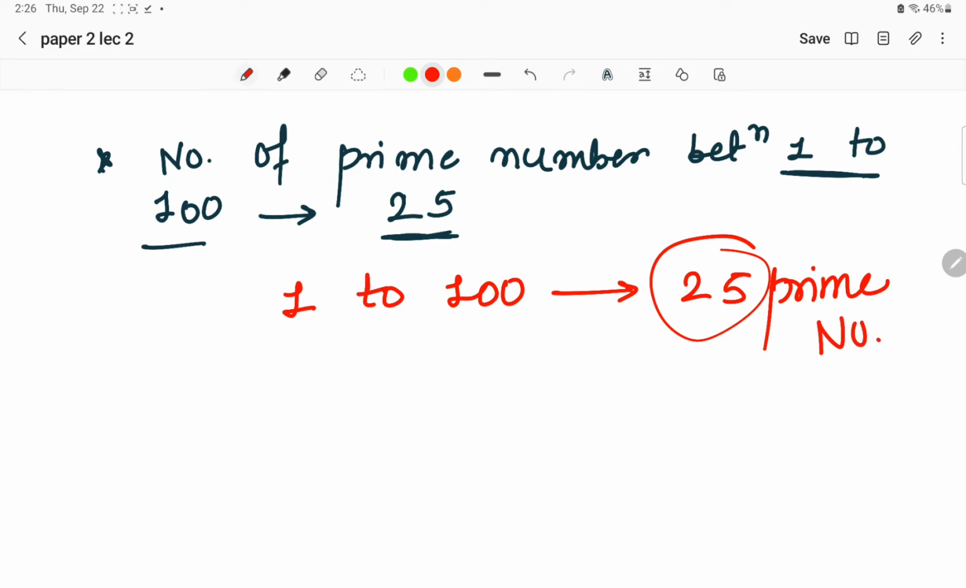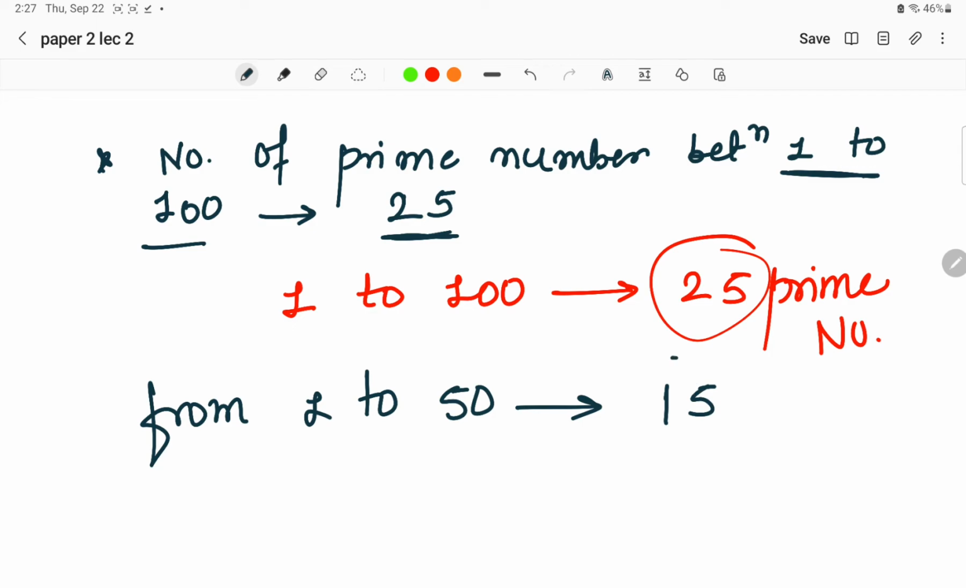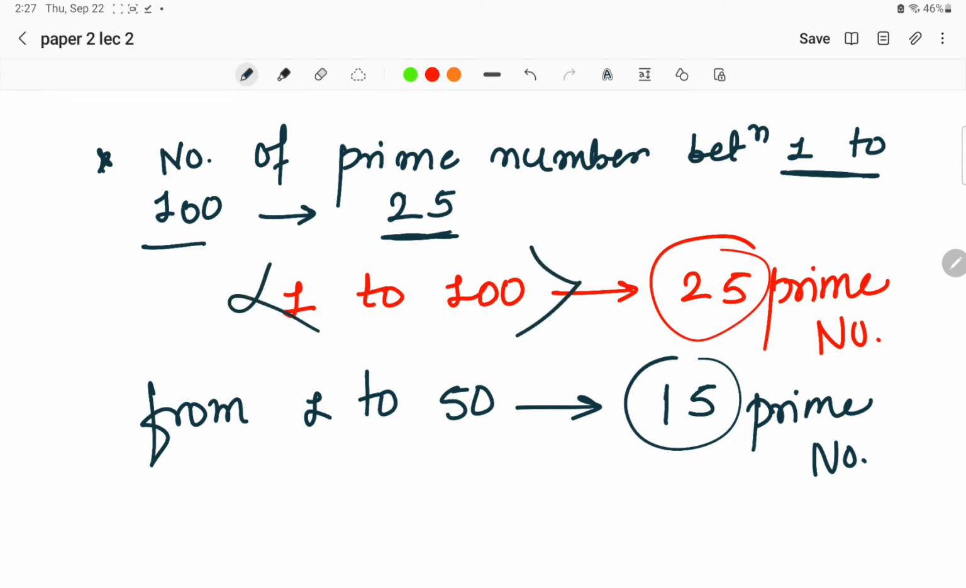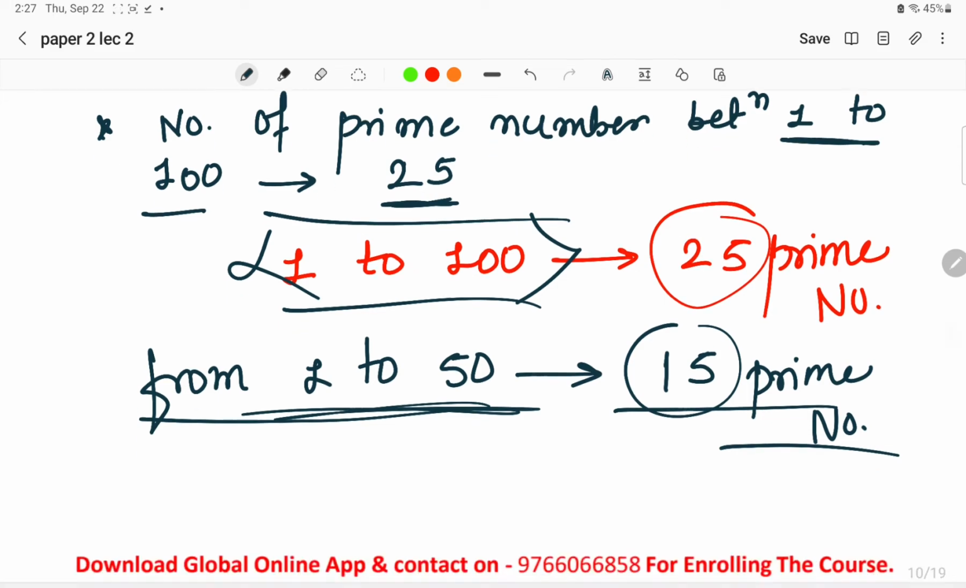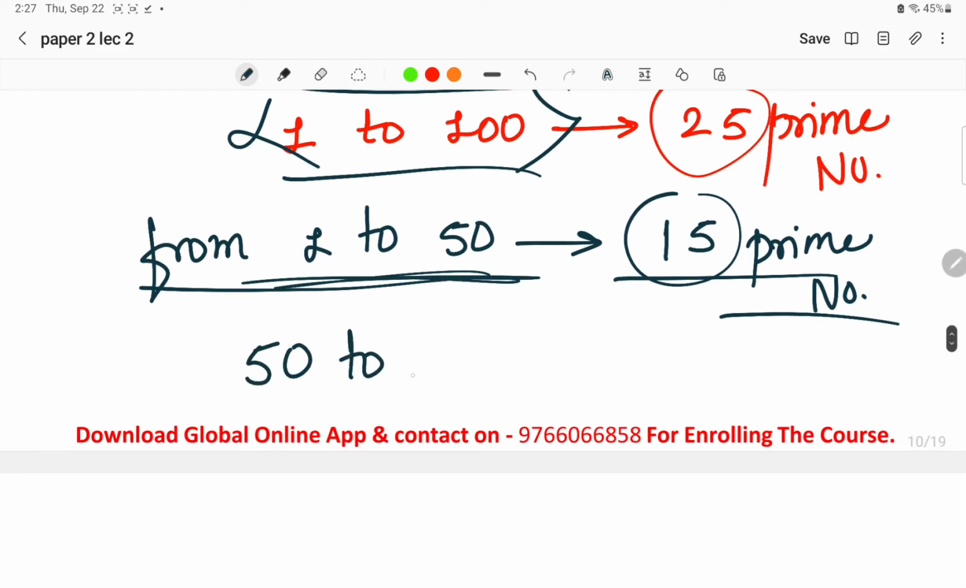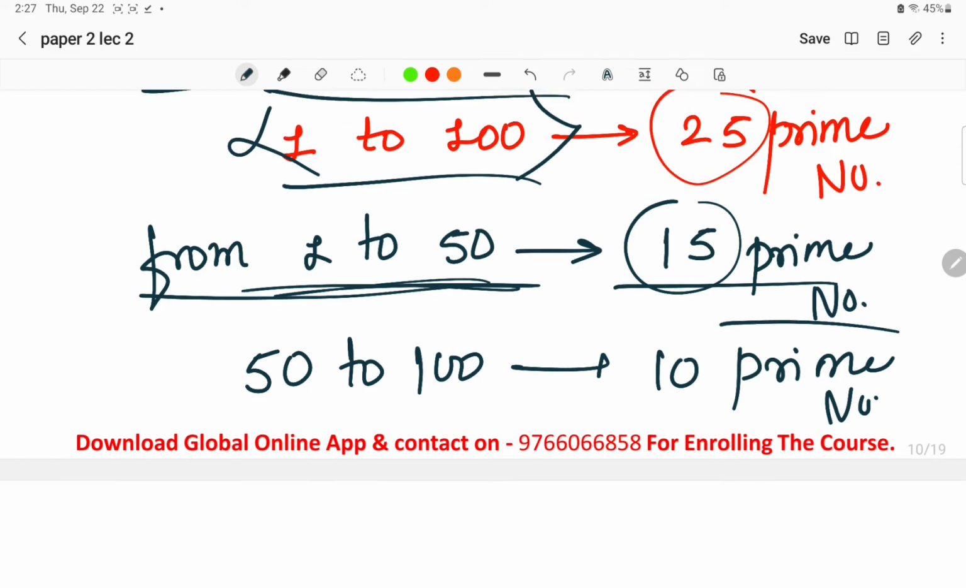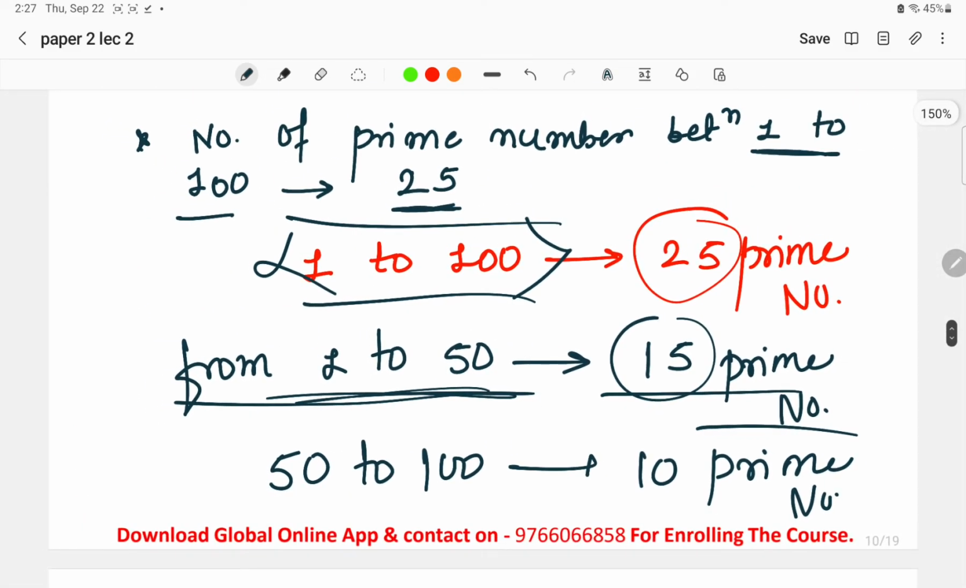When we go from 1 to 50, there are 15 prime numbers. So if we consider 1 to 100, there are 25 prime numbers, and from 1 to 50 there are 15 prime numbers. One more question will be from 50 to 100. If we consider 50 to 100, then there are 10 prime numbers. So 3 questions can be directly asked in the examination, and if asked, you must be able to click directly without any further delay.